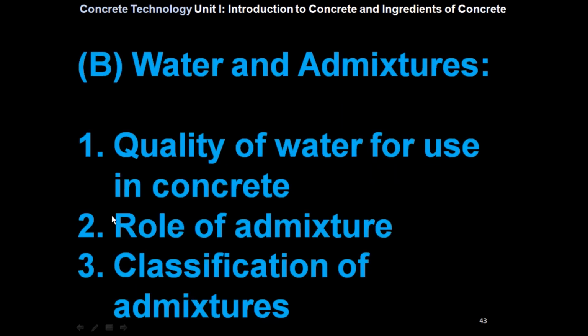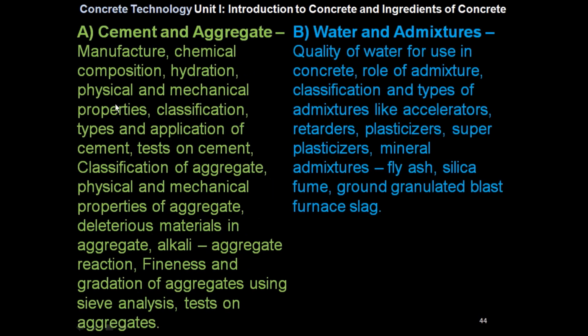So we have seen the quality of water for use in the concrete, role of admixtures and classification of admixtures. So we have seen in unit number 1, introduction to concrete and ingredients of the concrete. The syllabus part A includes cement and aggregate, which includes manufacture, chemical composition, hydration, physical and mechanical properties, classification, types and application of the cement, test on cement, classification of aggregate, physical and mechanical properties of the aggregate, deleterious materials in the aggregate, alkali aggregate reaction, fineness and the gradation of the aggregate using sieve analysis, test on the aggregate.